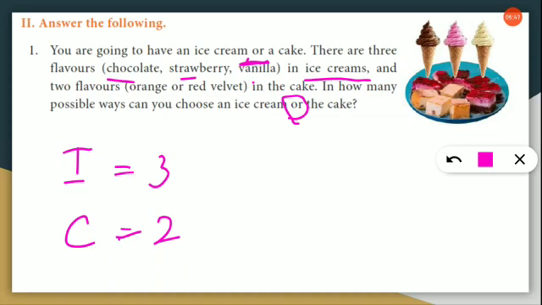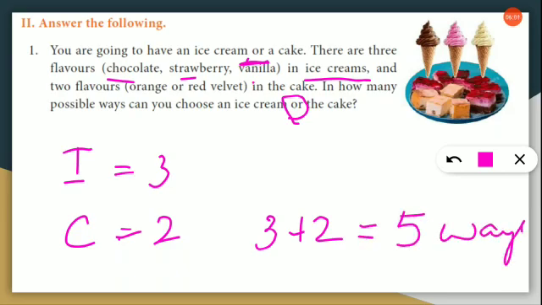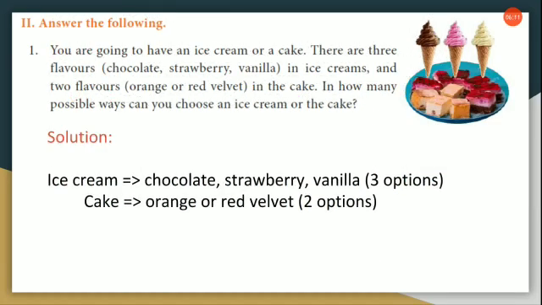The word or is mentioned. So what should we do now? Which principle will we use? Addition principle. Very good. So how will you write the answer? 3 plus 2. Therefore, there are 5 possible ways. It is very simple. You only have to spot the keyword and then write the answer. That's it. Okay. Now see how you will write the solution.